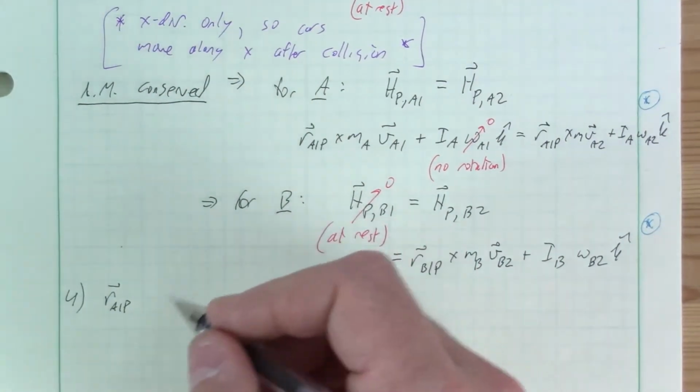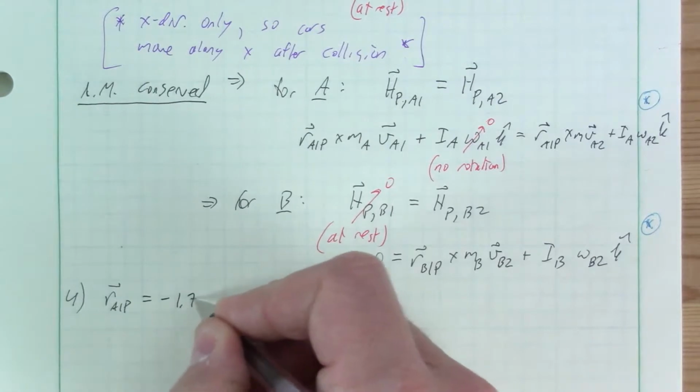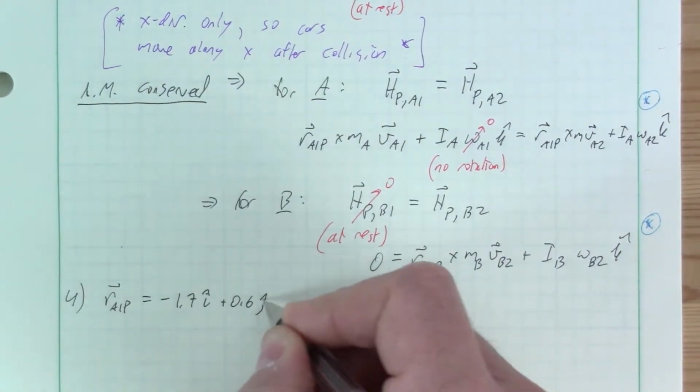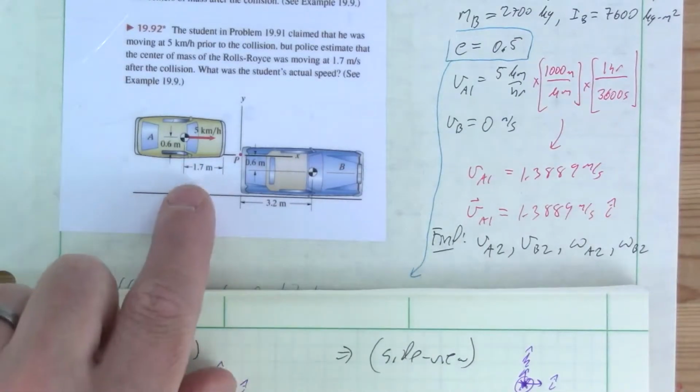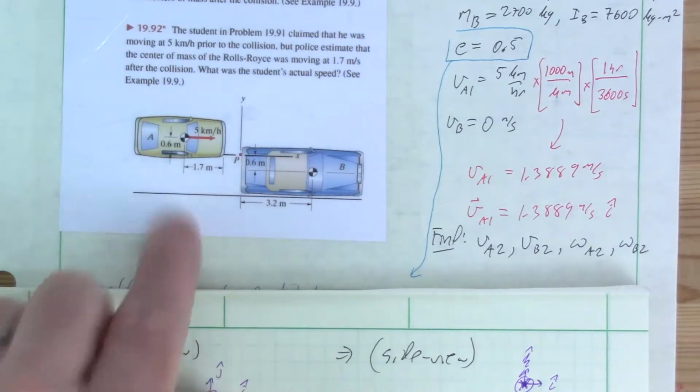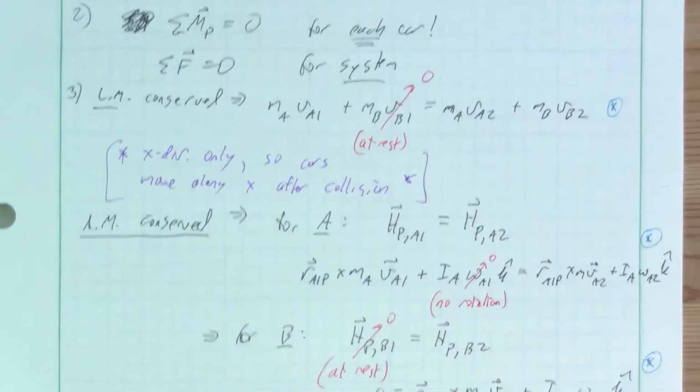So that is minus 1.7 in the i hat direction, plus 0.6 in the j hat direction, and those are in meters. Negative 1.7 starting from P, and then up 0.6 in j hat.